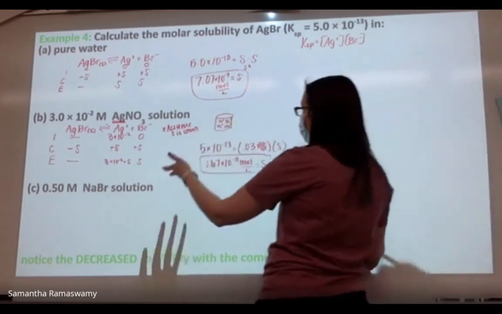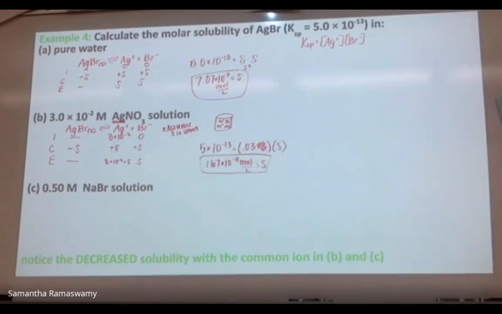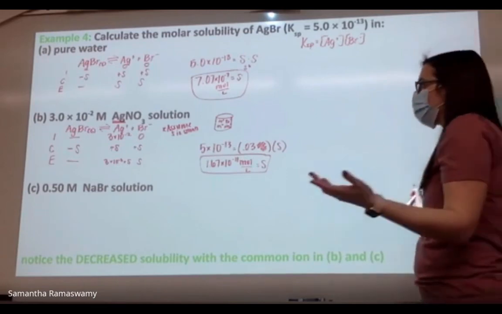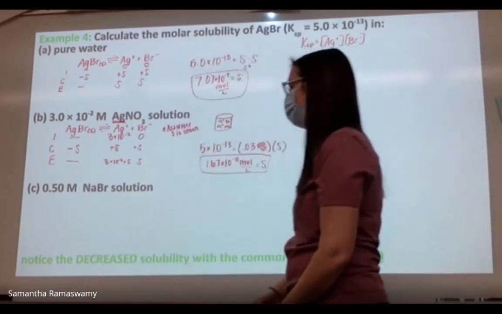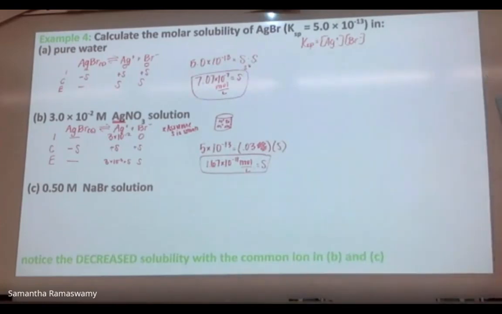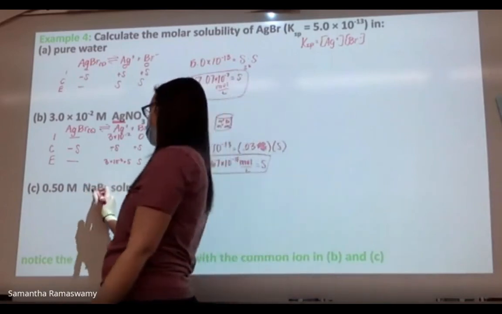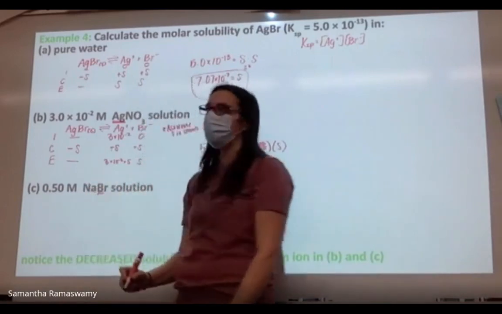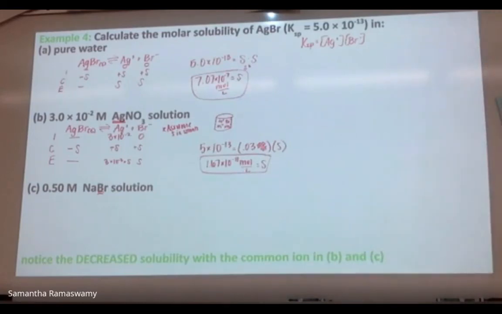So if it's not in pure water, we're going to have some sort of common ion. If it's in pure water, we have 0 ions initially. See if you can do part C. Use part B as an example. But now it's an NaBr solution, so look for where the common ion would be. What would be the common ion there?